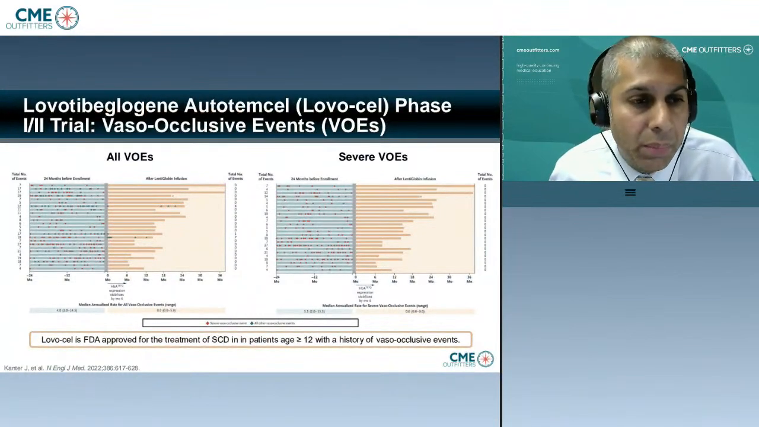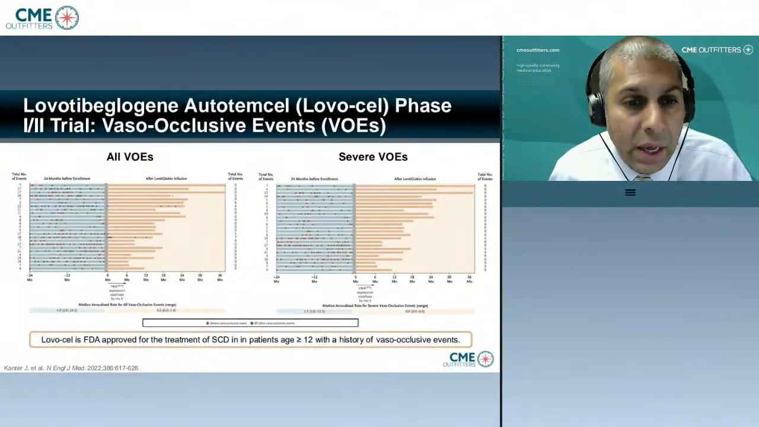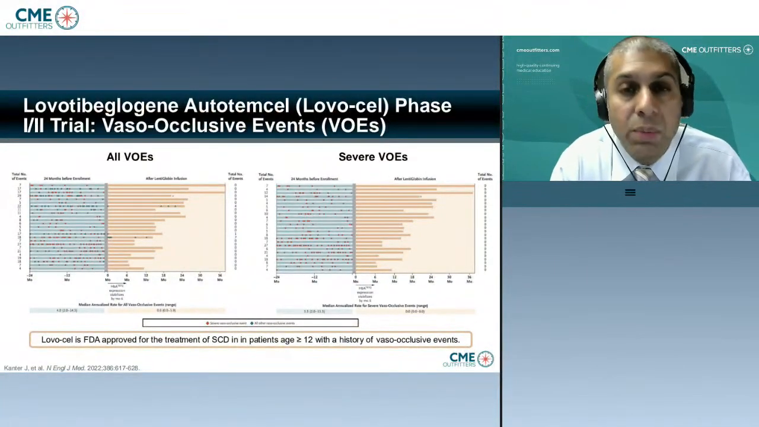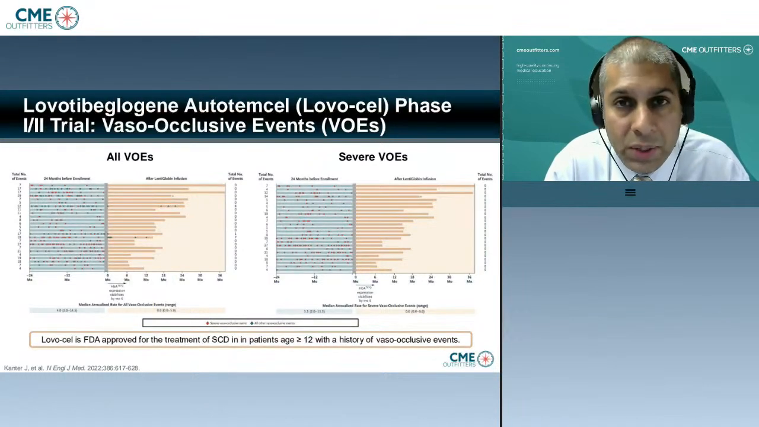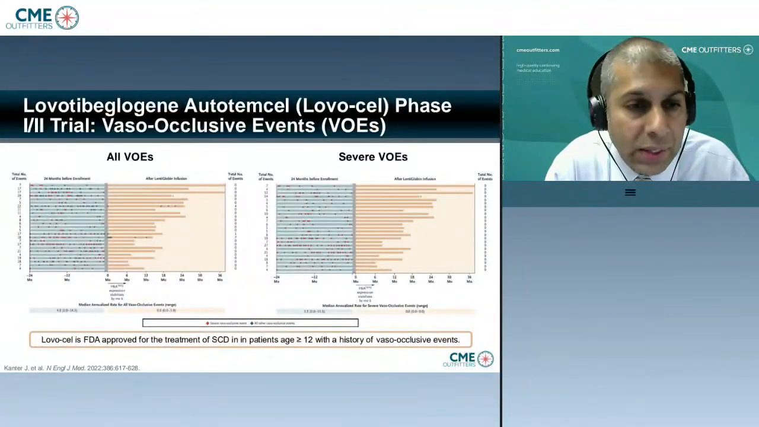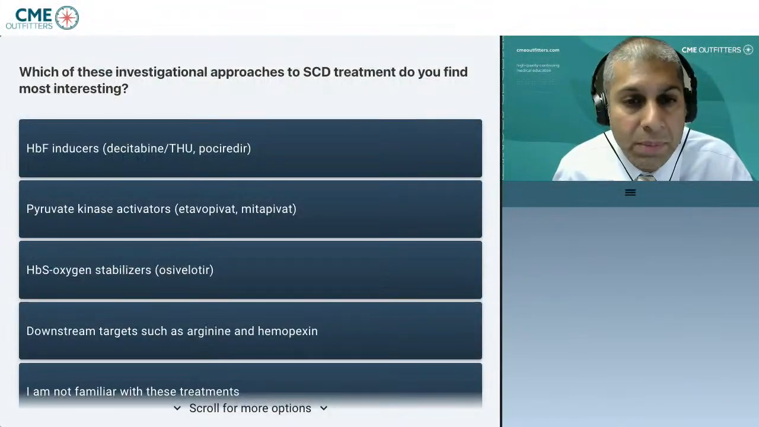This also shows really remarkable improvements in the vaso-occlusive episodes. Here you have the severe and mild ones, and you see that they are very much mitigated post-infusion. And so both are currently FDA approved. Their major endpoint is to improve vaso-occlusive episodes, and there are long-term studies looking at other things like quality of life and organ function that we're still awaiting results on.